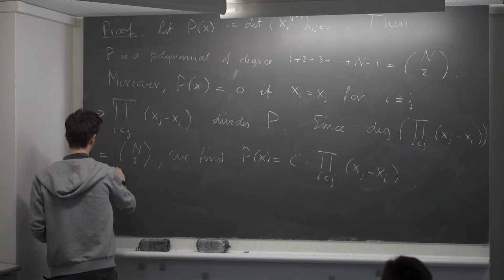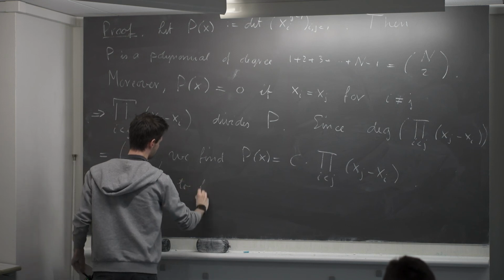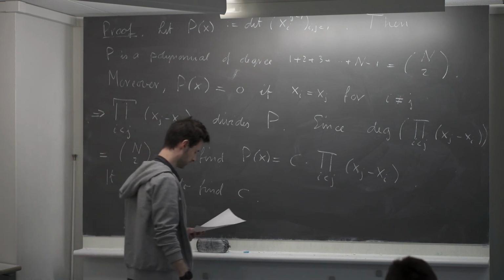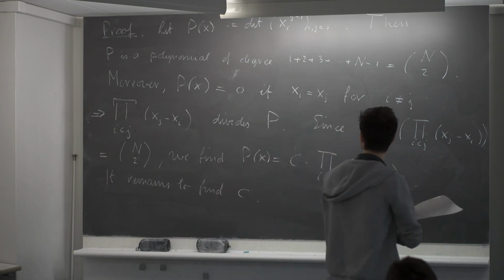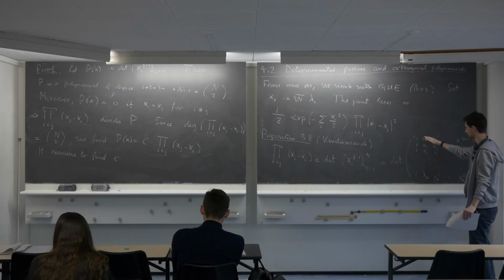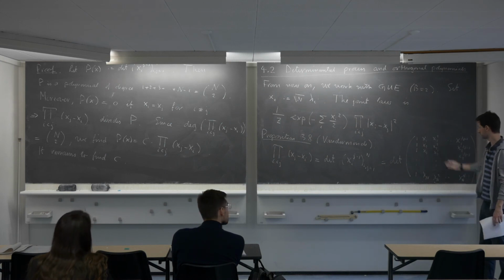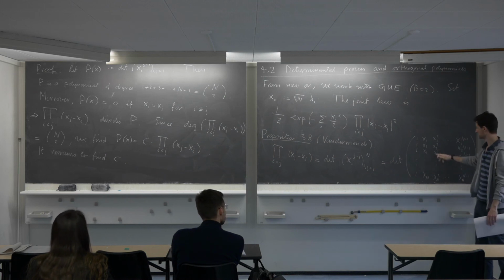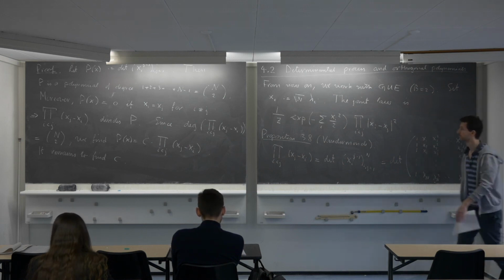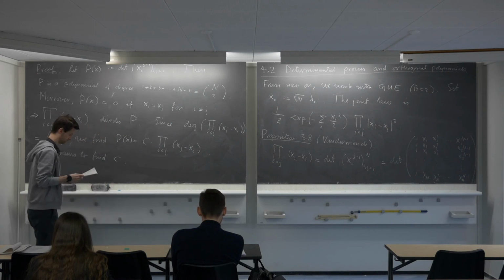So let's do that. It remains to find c. And how do we do that? Well, one easy way is to go back to this form here. You just write down the definition of the determinant, and you get the sum of all possible permutations. And let's just look at the term arising from the trivial permutation, the identity. So it's the product of the diagonal. And try to extract the same term from this product here, and compare coefficients.